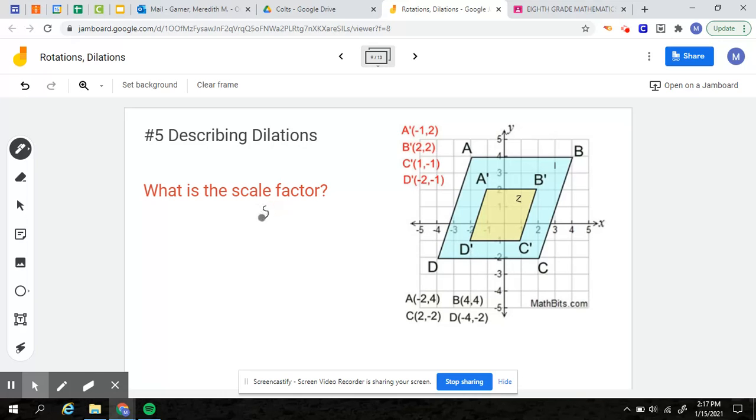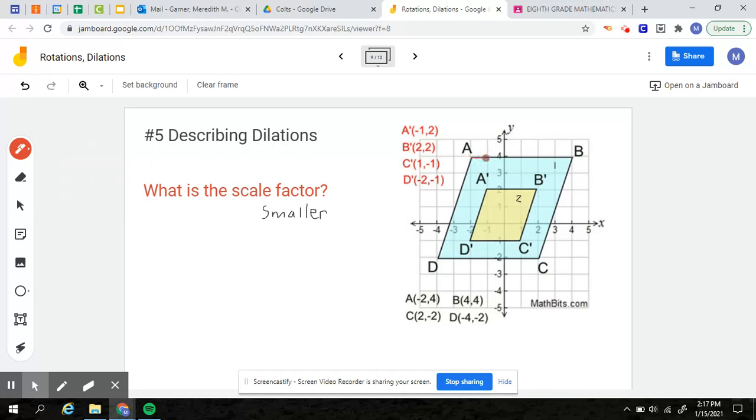So I already see that it's gotten smaller. If it's gone from that turquoise one to the yellow one, I see that it's gotten smaller. So I already know that my scale factor has to be a fraction. I'm going to do the same thing as last time. So I'm going to start on one of the sides and count the units. Notice that I can't use the left or the right-hand sides because they're diagonal. So I'm going to go ahead and use the top.